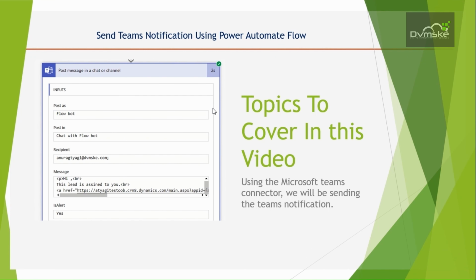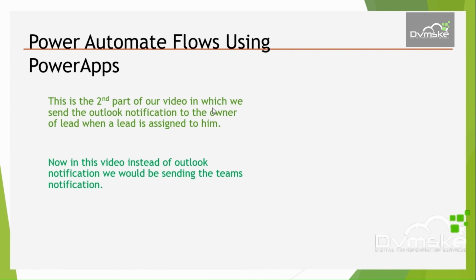So today, in this video, using the Microsoft Teams connector in Power Automate flow, we would be sending the Teams notification. This video is the second part of our video in which we send the Outlook notification to the owner of a lead when the lead is assigned to him. Now, in this video, instead of Outlook notification, we would be sending the Teams notification to the owner of lead when a lead is assigned to him.